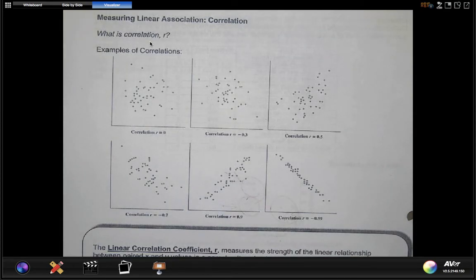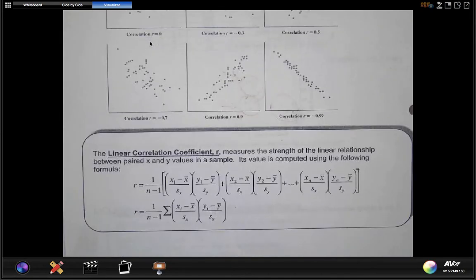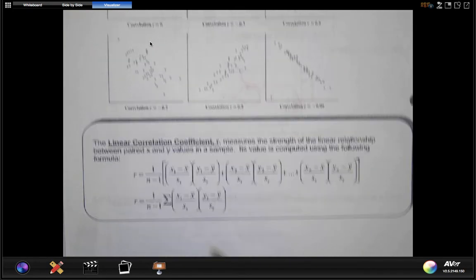Okay, the formula for correlation looks like this. You do not have to know it. I'm going to make you use it once here. I think you get to use it once in the homework, but you really don't have to. We'll find it on the calculator going forward.